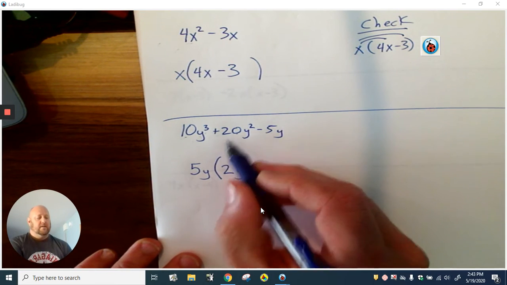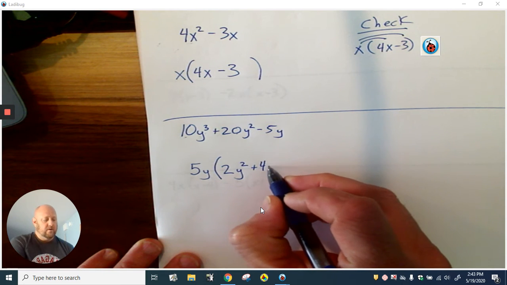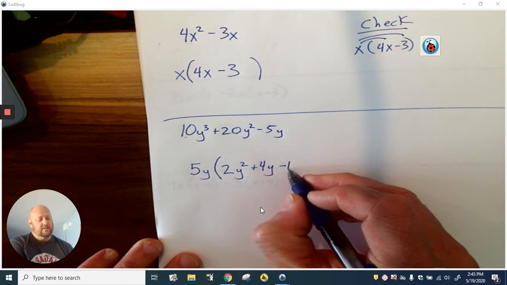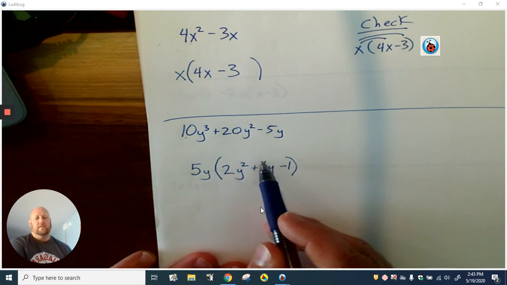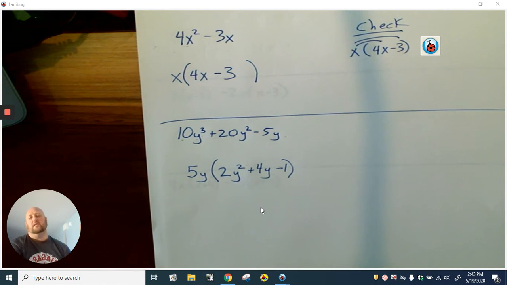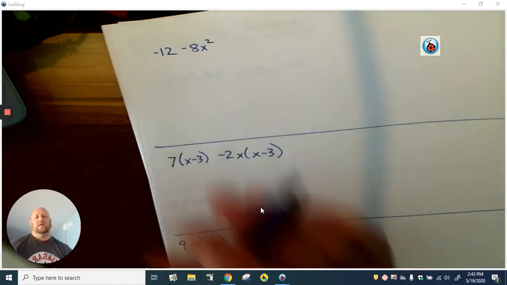We do the same thing here. The 20y squared divided by 5y would be 4y. And then the 5y divided by 5y is a -1. Again, you should be able to distribute that 5y back in to check your answer and get back to where you started. Okay? Let's try another one here.